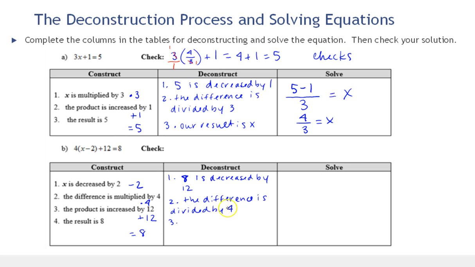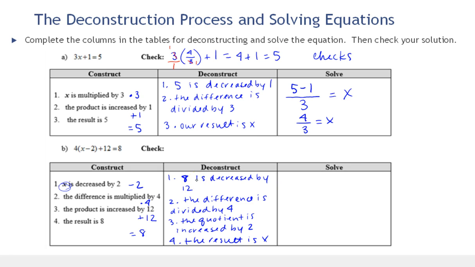Then this result was a quotient, and then the quotient is, well, we had subtracted 2, so we're going to add 2, so the quotient is increased by 2. So the result is x. So it brings us back to our result of x. So now let's write this expression out.